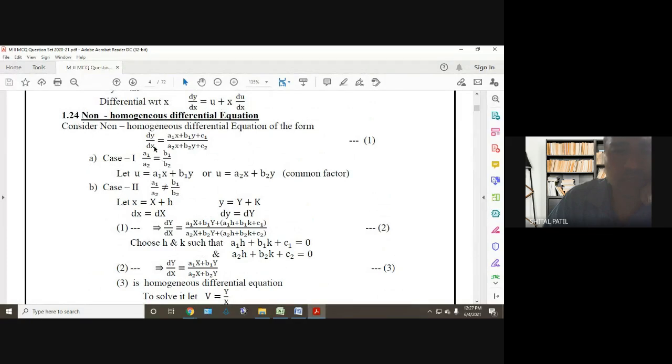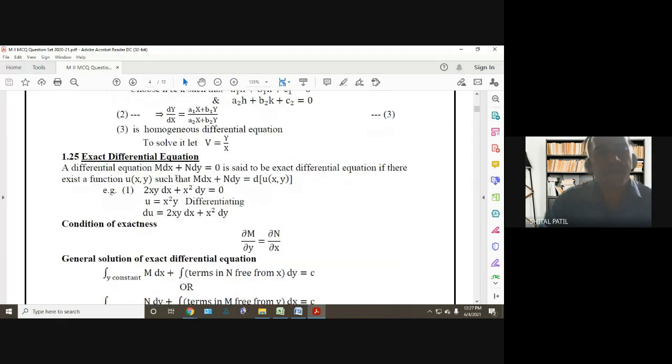We are considering a non-homogeneous differential equation of this form: dy by dx equal to a1x plus b1y plus c1, divided by a2x plus b2y plus c2. c1 and c2 are constants. It is non-homogeneous due to c1 and c2. Then the exact differential equation.